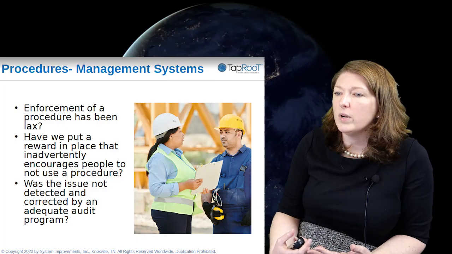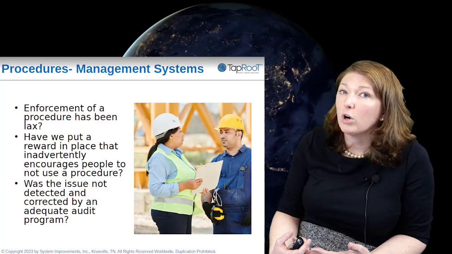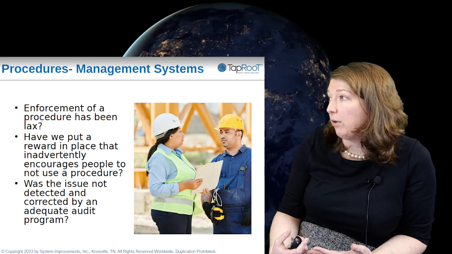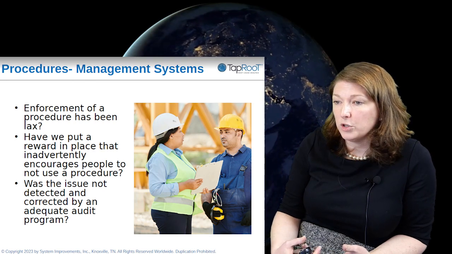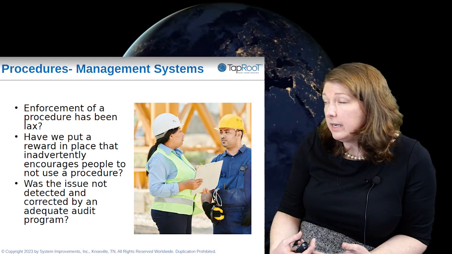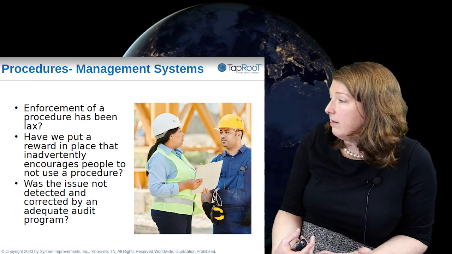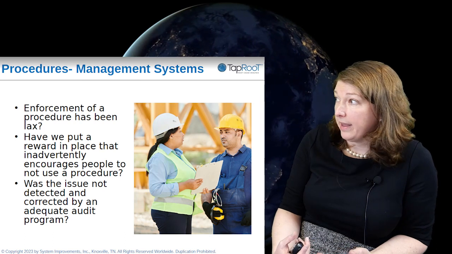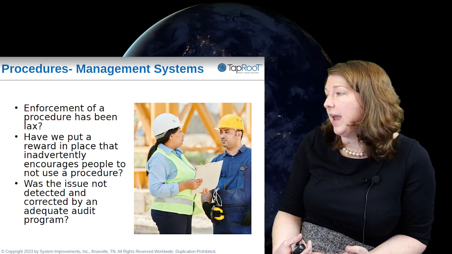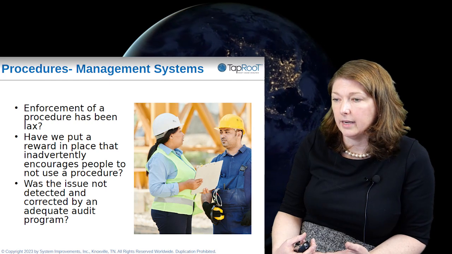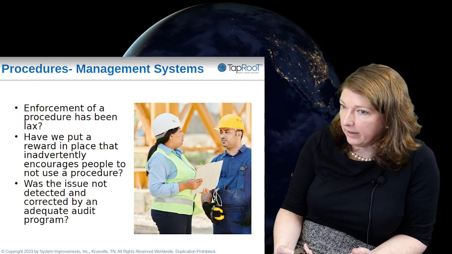Another one is, was the issue not detected or corrected by an adequate audit program? If you want to make sure something is being done and done correctly, it needs to be audited and evaluated. Are we doing that at the company, or is it something that hasn't been checked, hasn't been audited, and therefore people are not doing it? It's a lot of consistency, that's what I'm hearing. Yes, if it's important to you, you're going to want to communicate those things, audit those things, and hold people accountable. Absolutely.